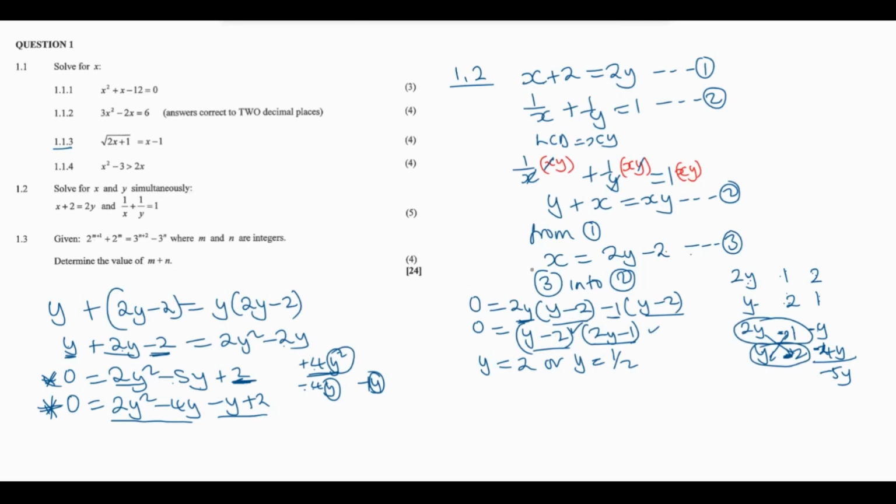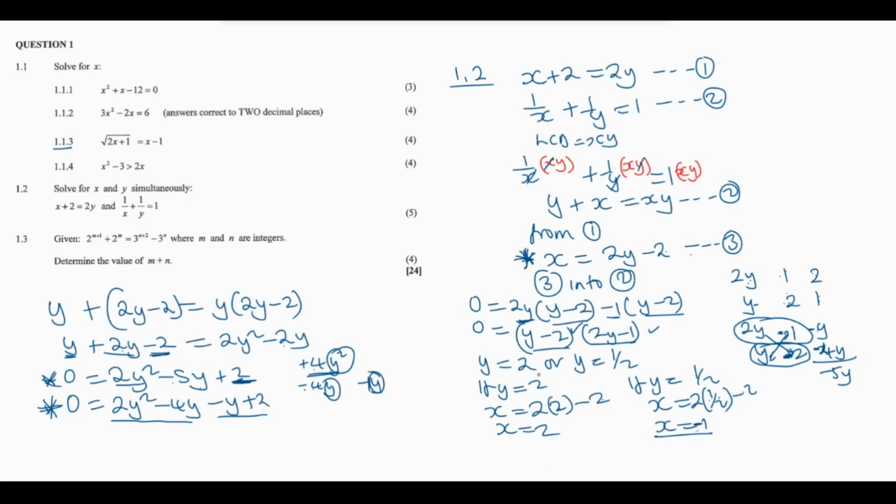We can find the values of x. Let's use equation 3 to find the values of x. Right, if y is equal to 2, we're going to have x is equal to 2 times 2 minus 2. 2 times 2 is 4, minus 2 is 2, so x is equal to 2. Right, and then if y is equal to 1 over 2, we have x is equal to 2 times 1 over 2 minus 2. 2 times half is 1. 1 minus 2 is negative 1. x is equal to negative 1 there.